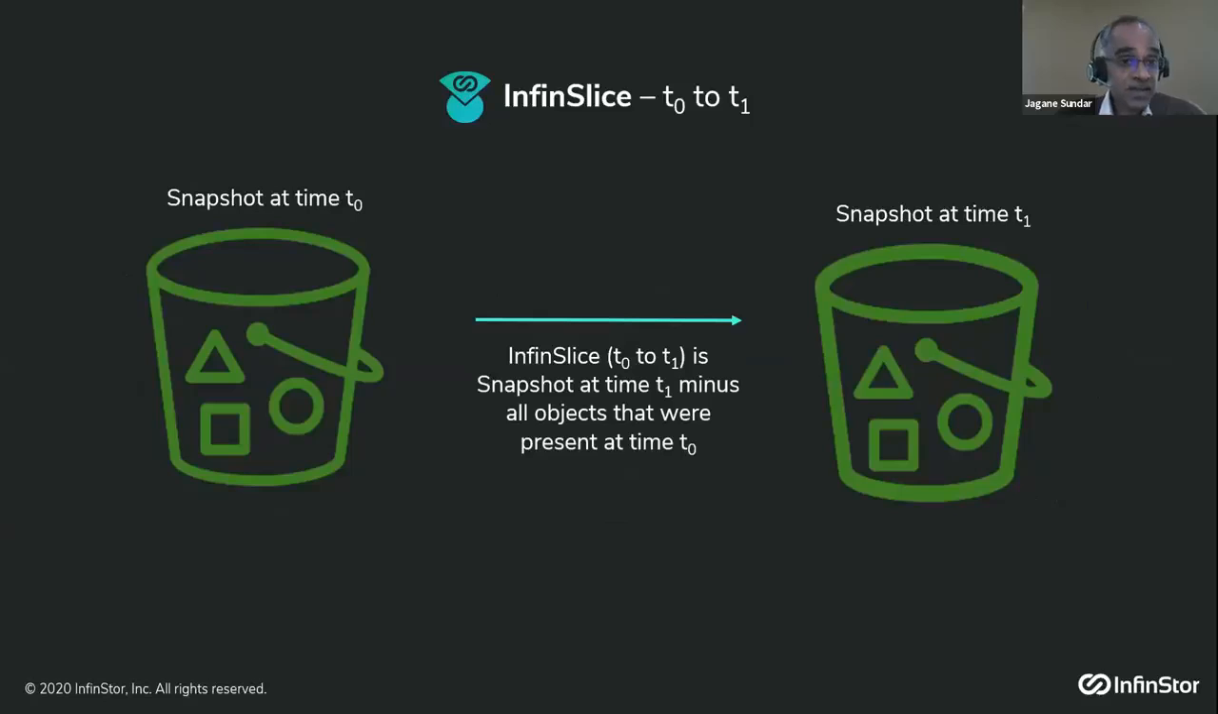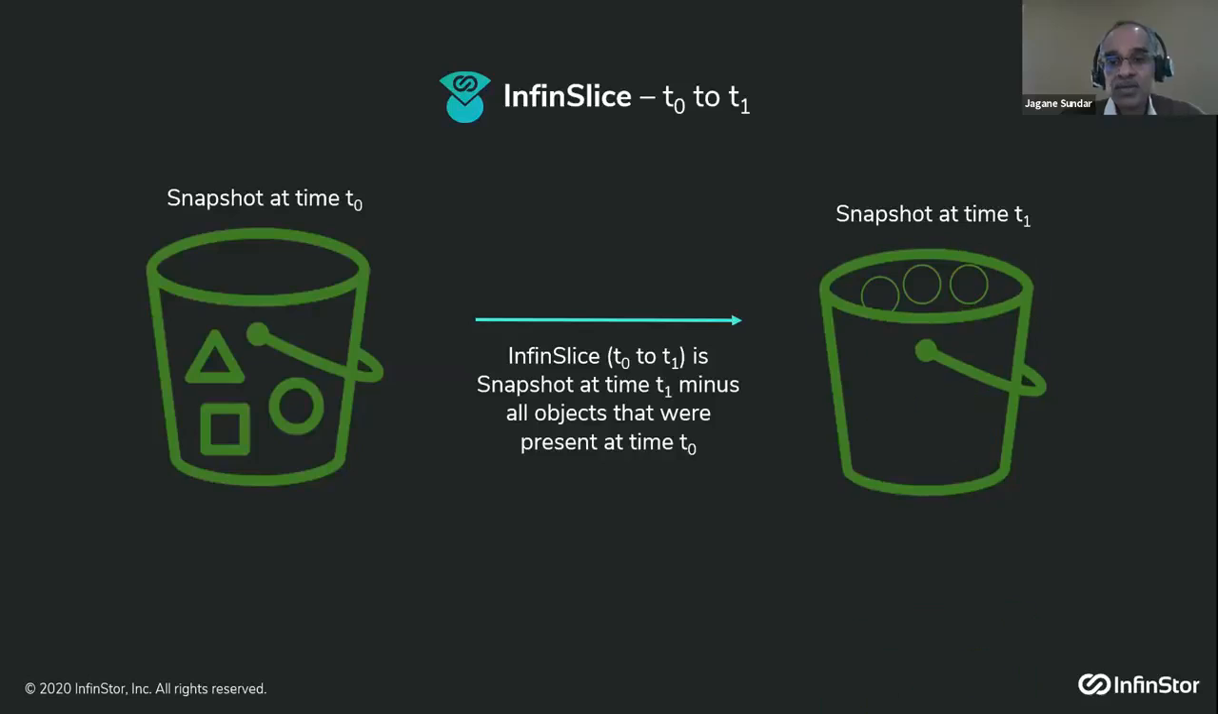Let's take a look at InfantSlice. Let's say at time t0, you have a number of objects. Time moves forward to t1, you have 3 more objects added to the bucket. If you ask our system for an InfantSlice of data from start time t0 to end time t1, you will get a view of just the objects that were added in that duration. All the objects that were present in the bucket before t0 will not be visible to the InfantSlice.